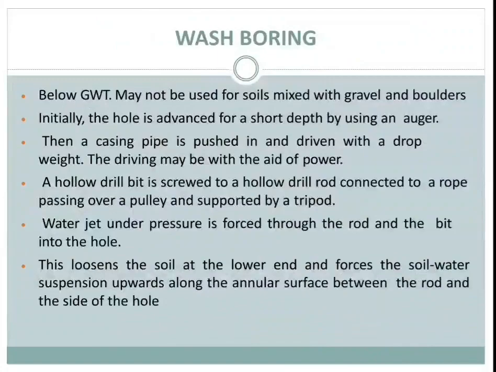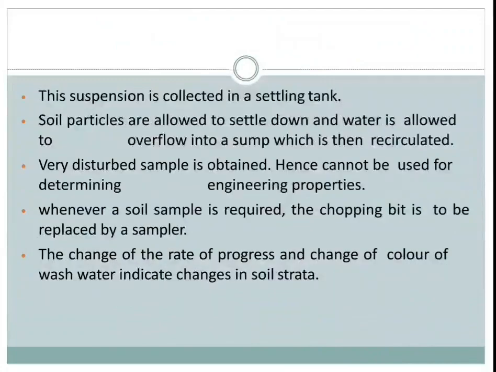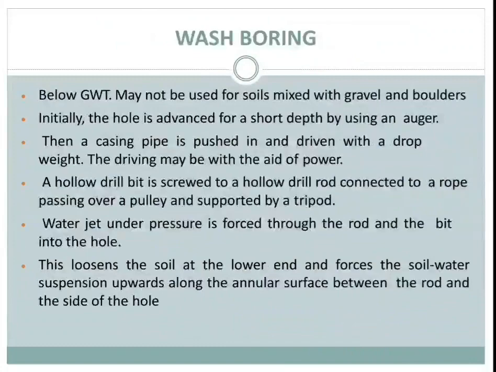Hollow drill bit is screwed with hollow drill rod, and the drill bit attached with the rod is connected to a rope passing over the pulley and supported by tripod. Water jet pressure is forced through the rod and the bit, allowing the soil to become loose, so we have a soil water suspension. Suspension is forced upward and allowed to settle in a tank where the soil particles settle and water overflows, so those soil particles are used for the testing purpose.